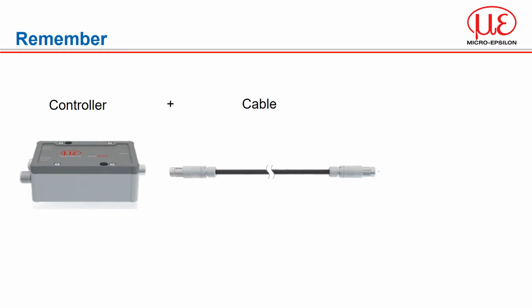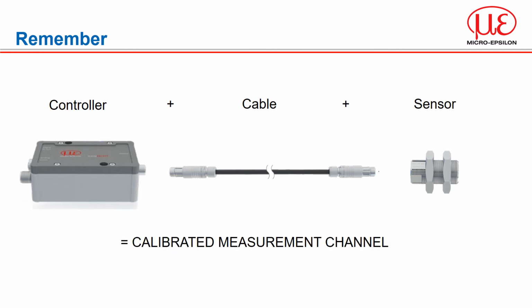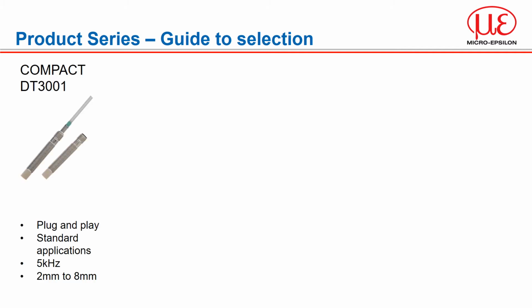So remember that a controller, cable and sensor are a complete calibrated channel, but the form that this takes will be dependent on the model you are using. We offer 4 basic configurations in the Eddy Current portfolio, which I will highlight now. The DT3001 is a self-contained device, essentially plug and play. You select the measurement range and material group, ferrous or non-ferrous, and away you go. Perfect for standard installation applications.